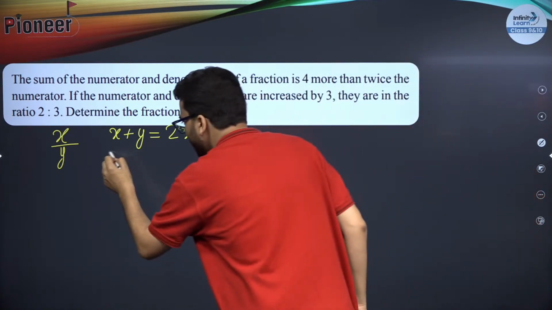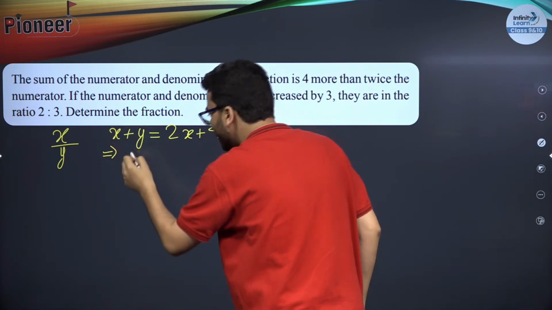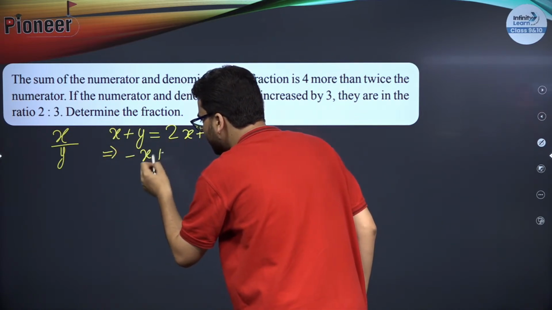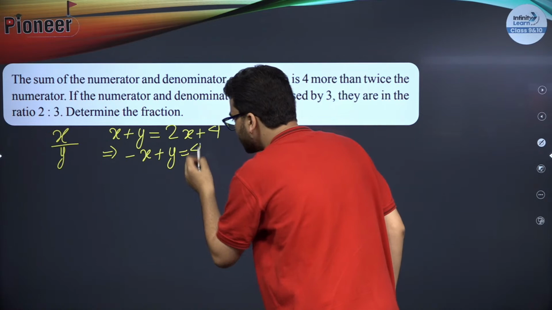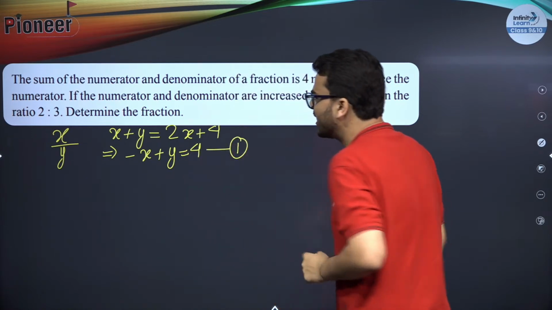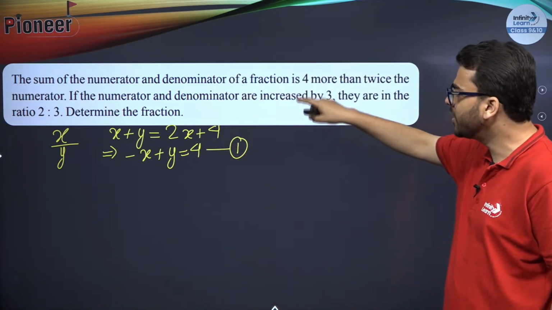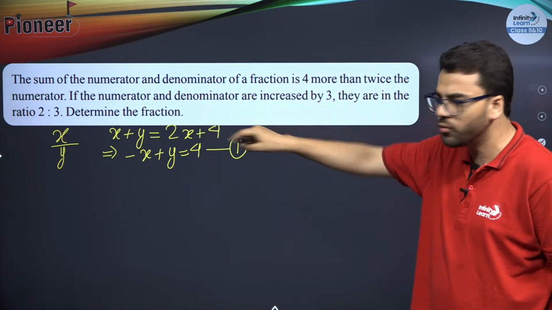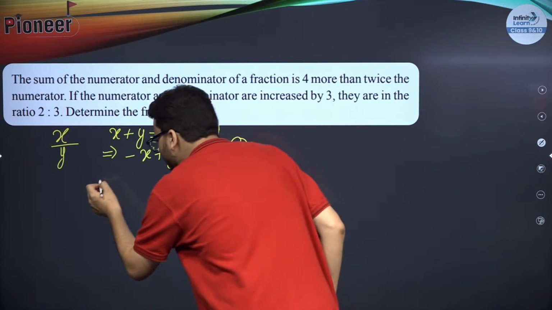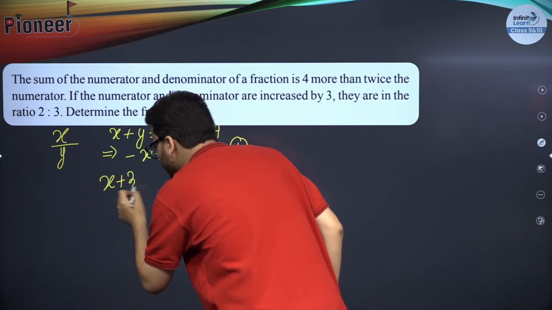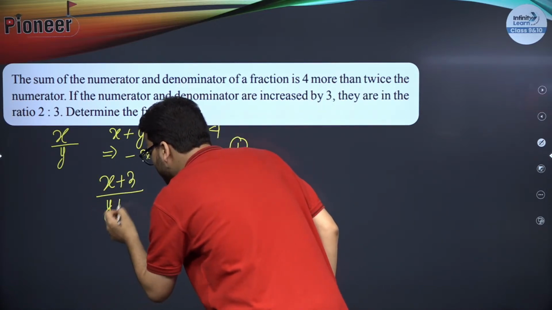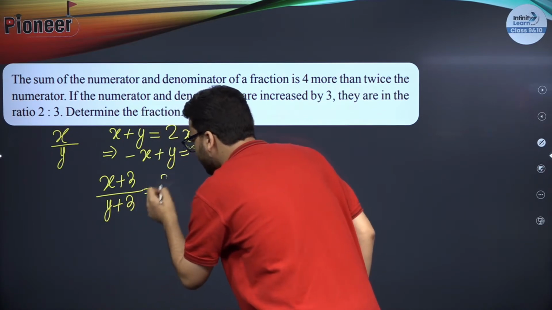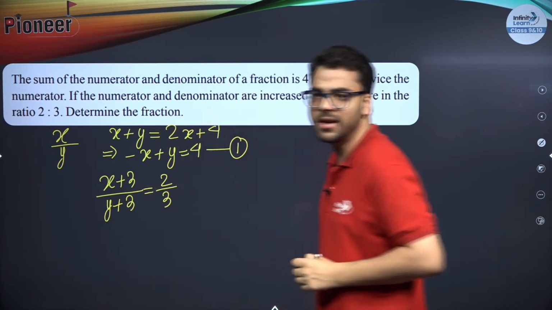Now let's simplify this. Can I take 2x on the other side? I'll get minus x plus y, that is equal to 4. So this is the first equation. The second equation is, if the numerator and denominator are increased by 3, they are in the ratio 2:3. So numerator and denominator are increased by 3, so x plus 3 upon y plus 3, and they are in the ratio 2:3. I hope that is clear up till here, guys.